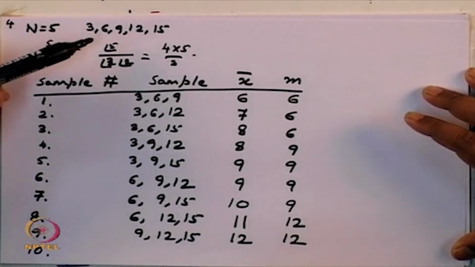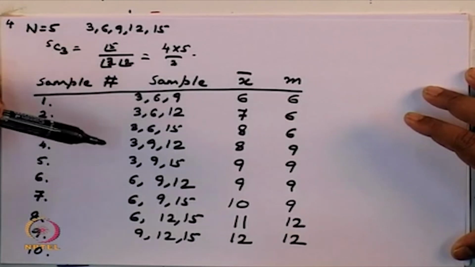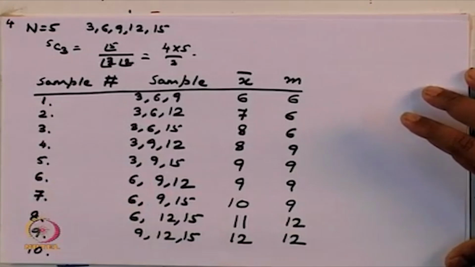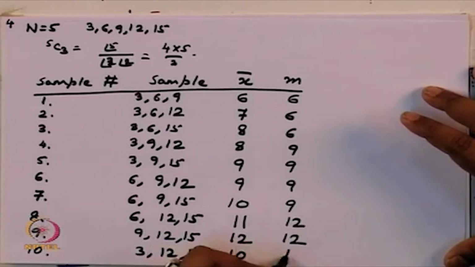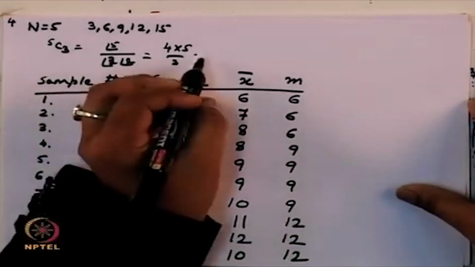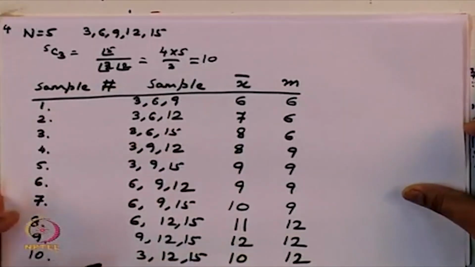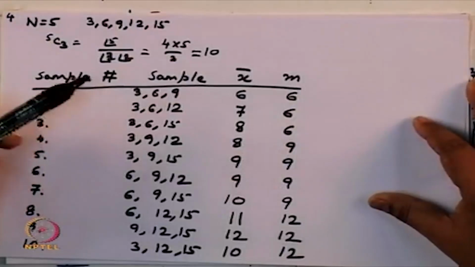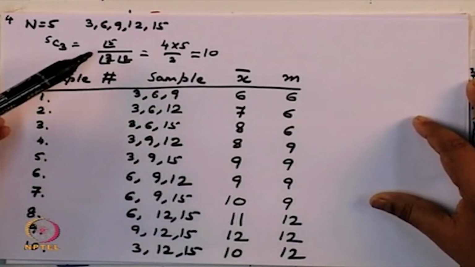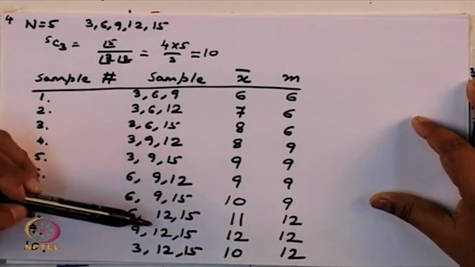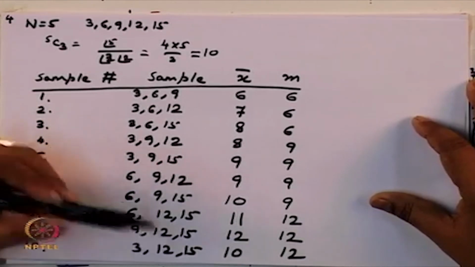So, I missed out 3, 12, 15; the sum is 30, so x bar is 10 and the median is 12. So, you have 10 possibilities here, and these are all your possibilities. Have we missed out any other case? 3, 12, 15, 6, 9, 12, 6, 9, 15. Okay. So, from this list we can find out the different x bar values and the m values.